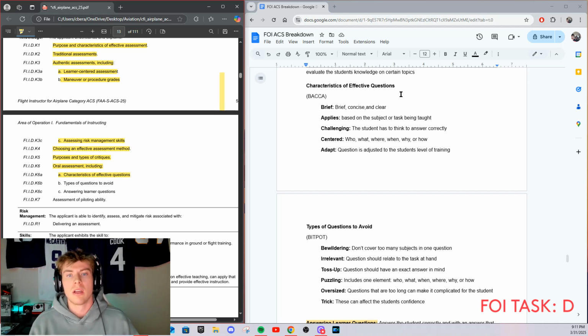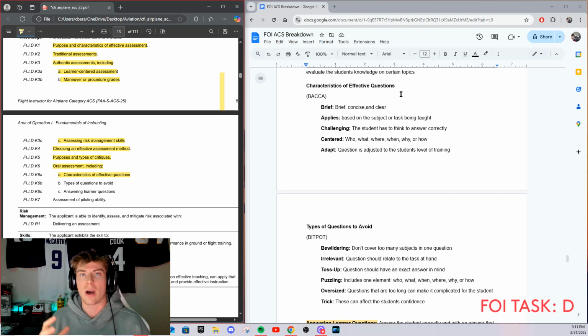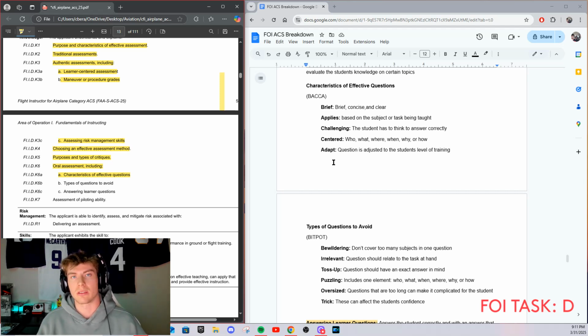And then you want them to be centered. So who, what, where, when, and how. Those are just the kind of questions you want it to center around. So it has like one simple question in mind, and then adapt. Every student has different levels of knowledge, so just adapt your questions to fit the student's knowledge, essentially.